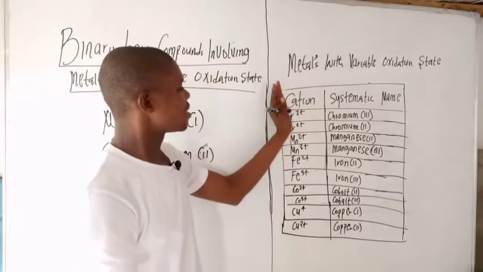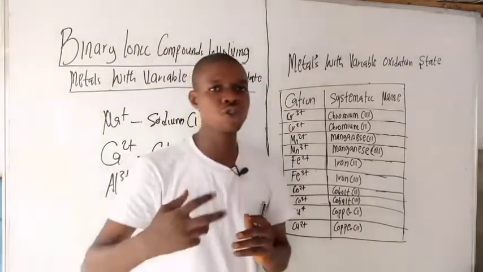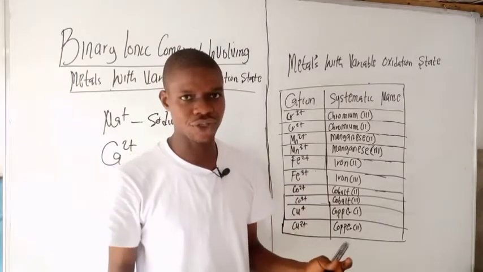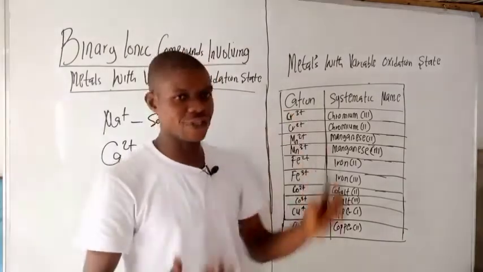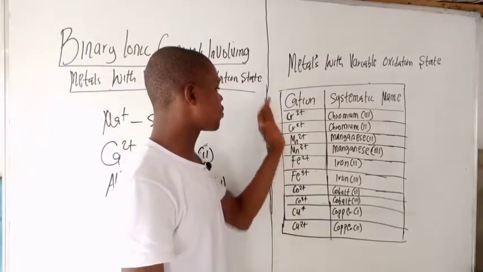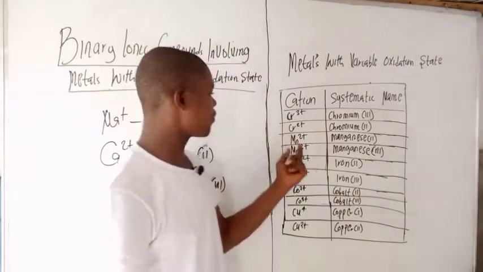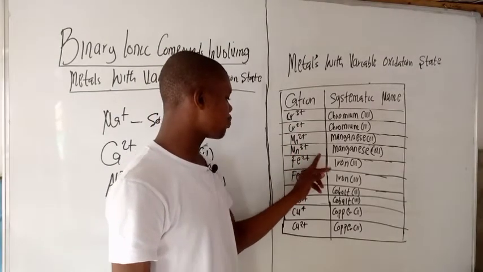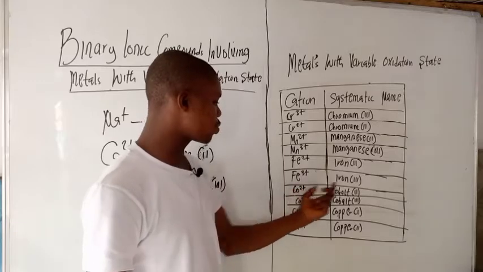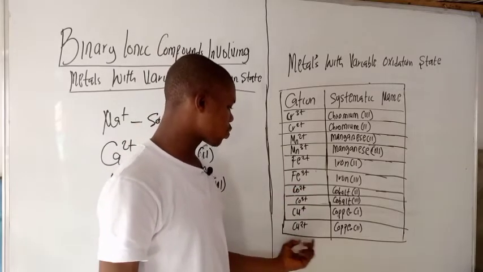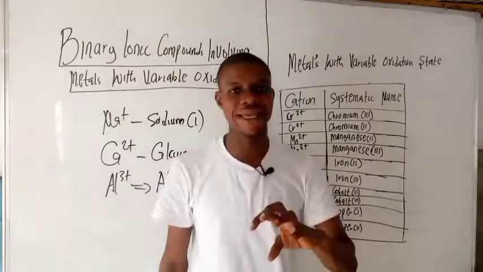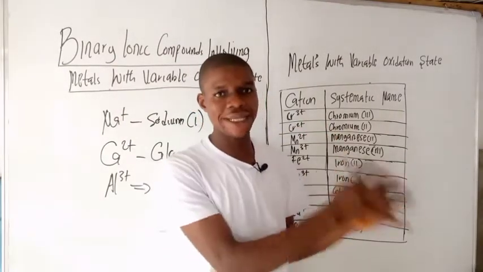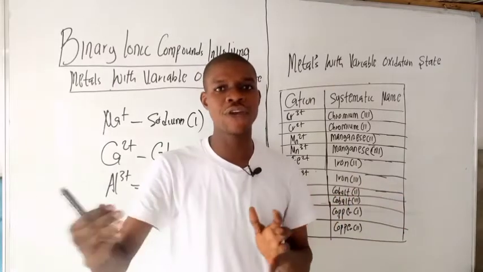But the transition metals can lose more electrons. Because they can lose more electrons, they can have variable oxidation states. Here we have manganese 2+, manganese 3+, iron 2+, iron 3+, cobalt 2+ and cobalt 3+, copper 1+ and copper 2+. So when these metals bond with non-metals, they tend to use those variable oxidation states.